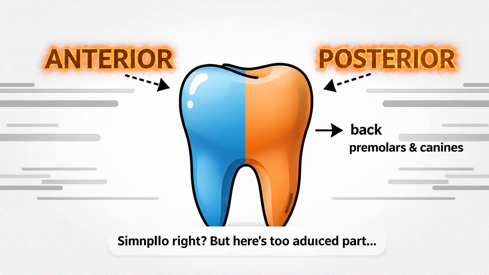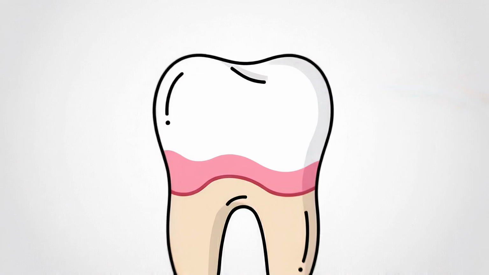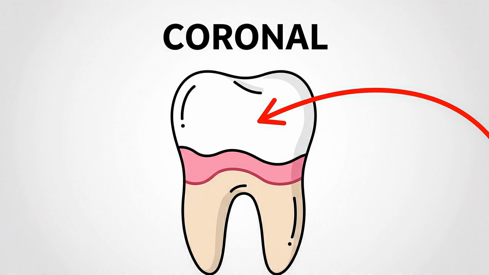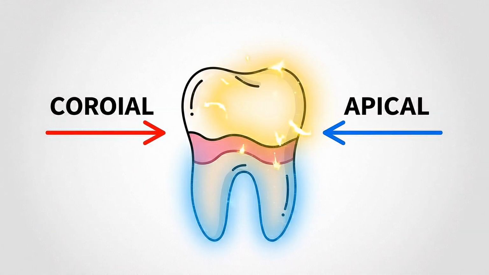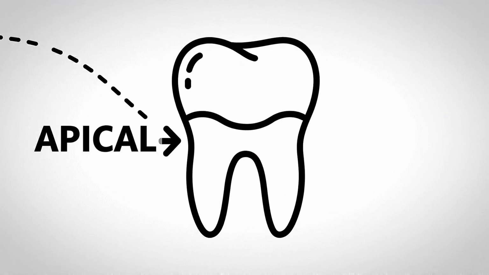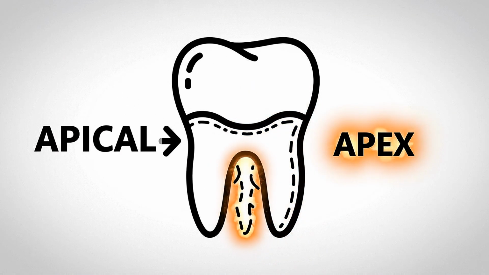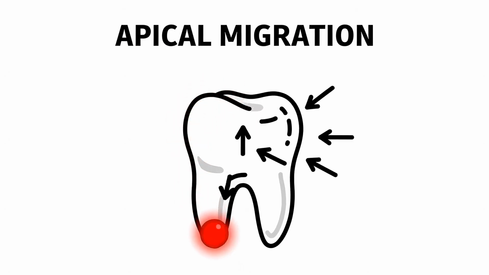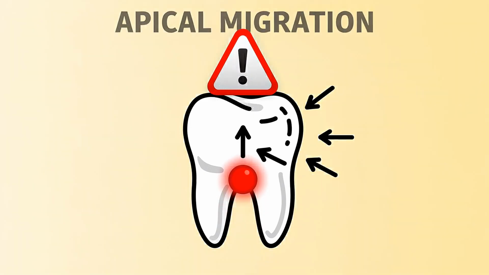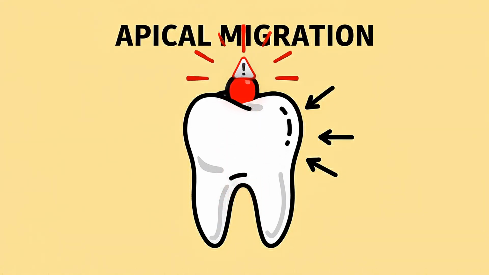Simple, right? But here's the advanced part. Apical versus coronal. Coronal means toward the crown, the visible part of your tooth above the gum line. Apical means toward the apex or root tip, the bottom of your tooth buried in bone. When a dentist says apical migration, they're talking about something moving toward the root tip, often not a good sign.